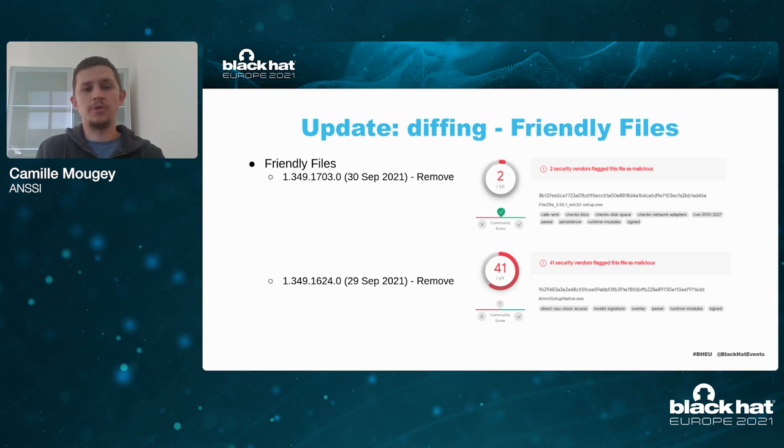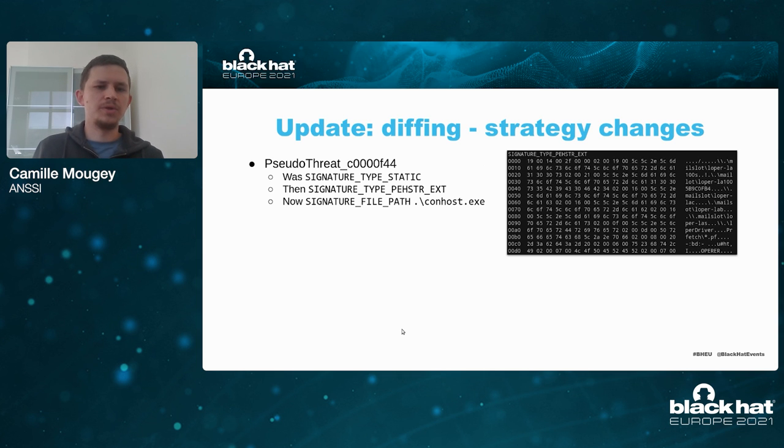So what can we do with these updates? We can diff them. For instance, we can diff what files are added or removed, so which files were considered friendly but actually are not. You have one example here, the FileZilla setup, which finally included, I think, a spyware or something like that, or another one on a given setup. We can also look at strategy changes. Here is an example where it was at first a static check, then a look for strings, and then finally a look for a path.